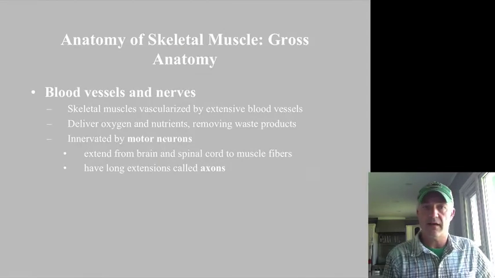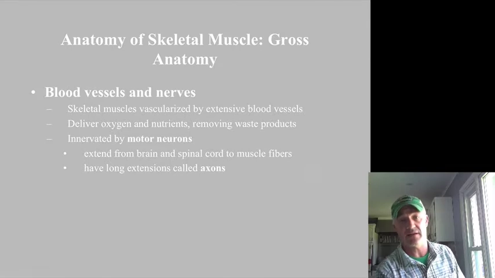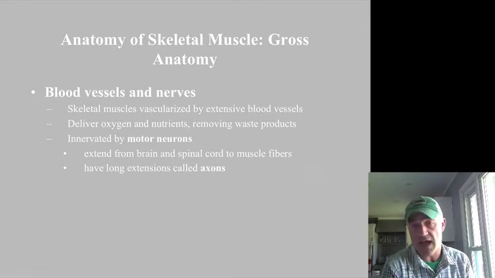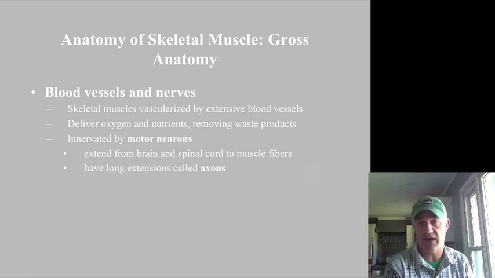Again, there's a lot of blood supply to muscles. They're very well vascularized, especially since when you're working out, you want to deliver oxygen and nutrients and get rid of waste products. We also have motor neurons traveling to these, coming off of the brain and spinal cord, depending on where the muscle is. It's the ends of these neurons, called axons, that come into contact with each of these skeletal muscle fibers.